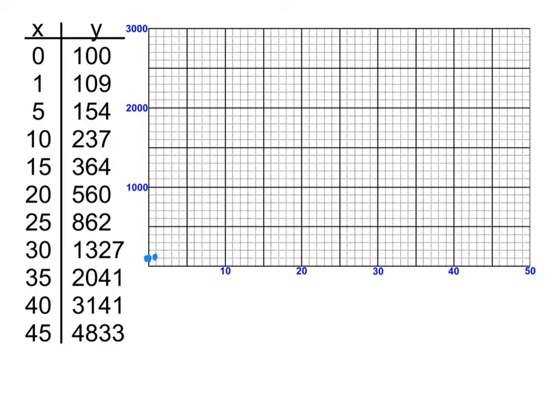Okay, so the next one needs to be at 5, and 154. Well, 154, remember I'm going by hundreds, so it's got to be between 100 and 200. And 154, that's about halfway between 100 and 200. So I'm going to put it about halfway between 100 and 200 there. Notice where that actually makes it end up.